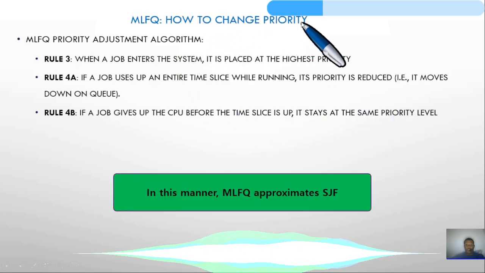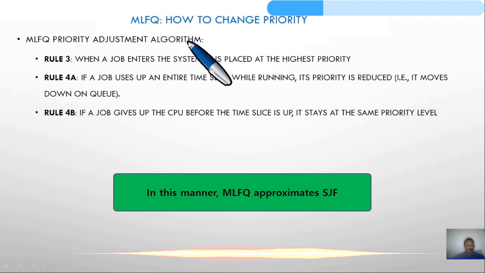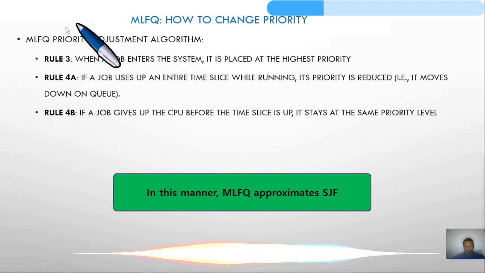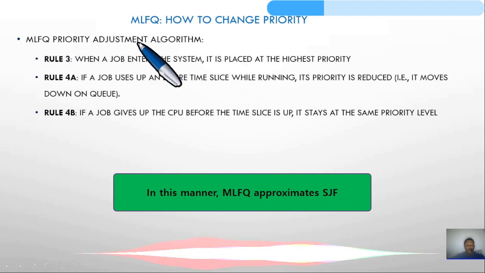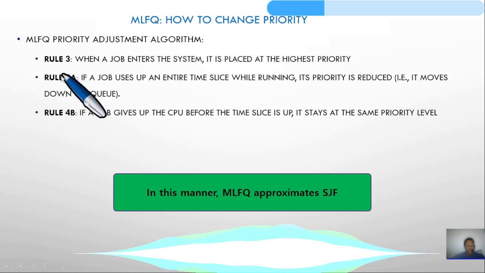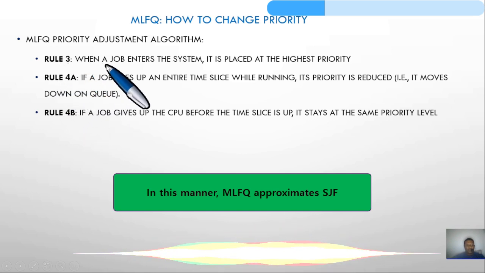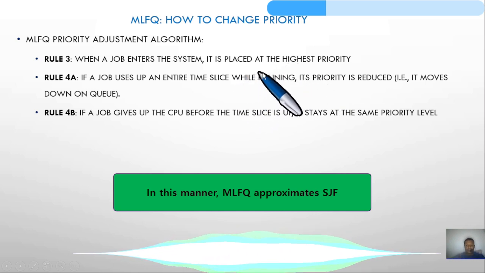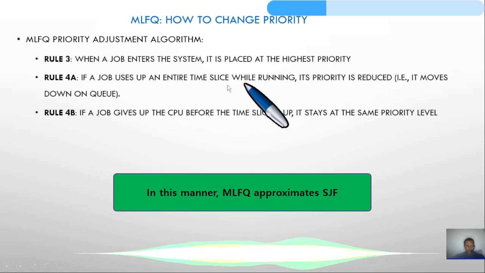How to change priority? The MLFQ priority adjustment algorithm. Now this will take us into other rules. Rule 3: when a job enters the system, it is placed at the highest priority, because at this moment we don't have any information. So any process that comes will be placed at the highest priority.